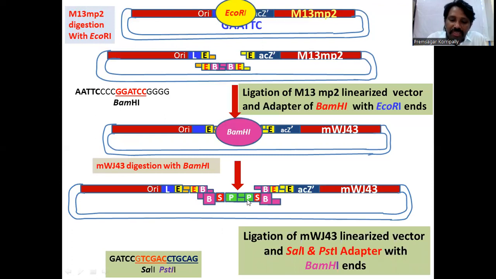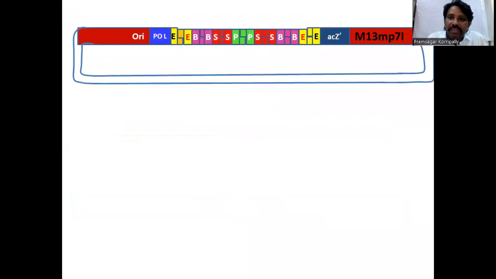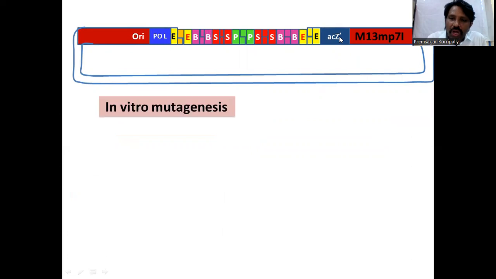Upon ligation, transformation and screening for the vector which has all the sites EcoRI, BamHI, SalI and PstI, such a vector is isolated from the transformant and named M13mp7. Now that M13mp7 is subjected to in vitro mutagenesis to remove the unnecessary restriction sites.